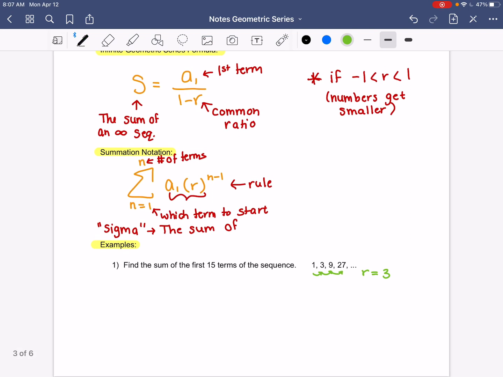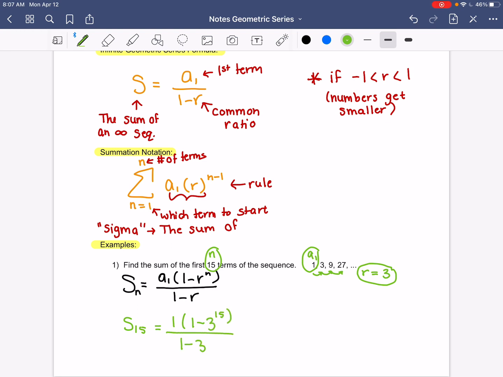So our formula that we're going to use, we'll write it down again, is a finite, there's a set number of terms. So it's S sub n equals a sub 1 times 1 minus r to the power of n over 1 minus r. So we know our common ratio is 3. We also need the first term. Our first term is 1. And then we need to know our number of terms. That's 15. So I'm going to plug all those things in. The sum of the first 15 terms is the first term 1 times 1 minus 3 to the power of 15 over 1 minus 3.